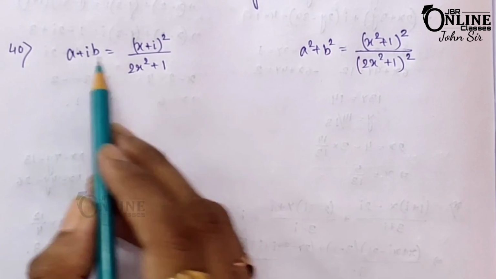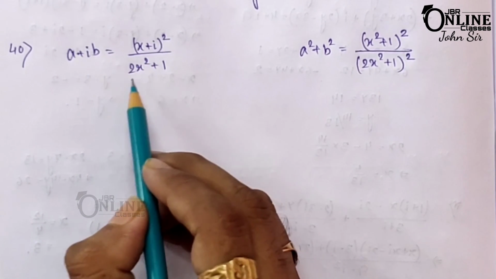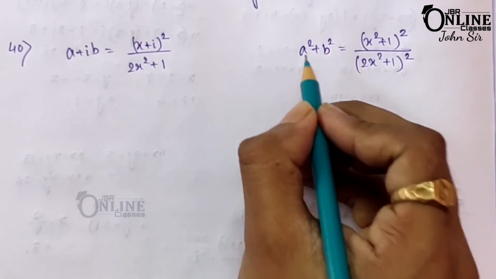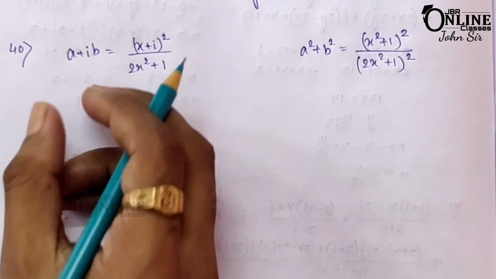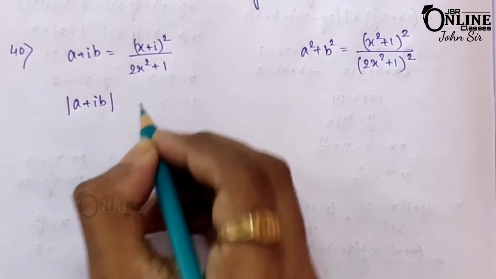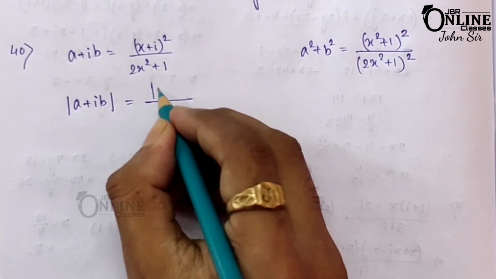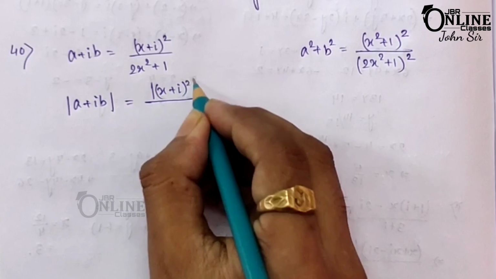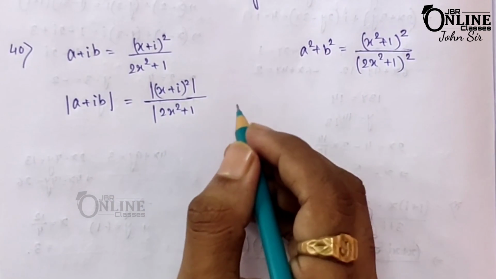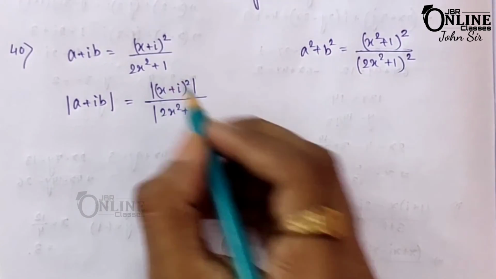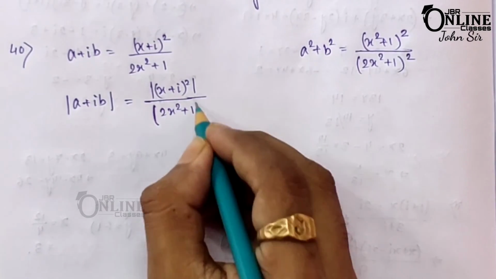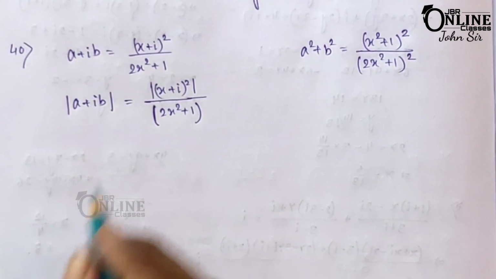Now sum number 40, and this is the last sum for this video. So here a plus ib equals x plus i whole square by 2x square plus 1, and you have to prove this one. So as here a square plus b square, that means definitely you have to find out the mod of this one. So taking mod on both sides, it will be mod a plus ib, and the upper one will be mod x plus i whole square, and the lower one will be 2x square plus 1. Okay, so here as 2x square plus 1 is a normal number, you don't need to take mod here. So just write down 2x square plus 1.